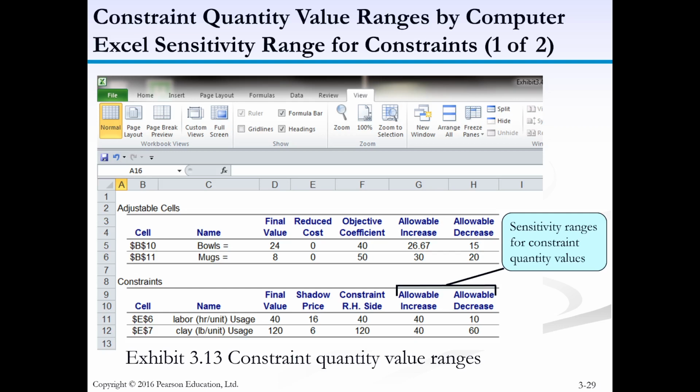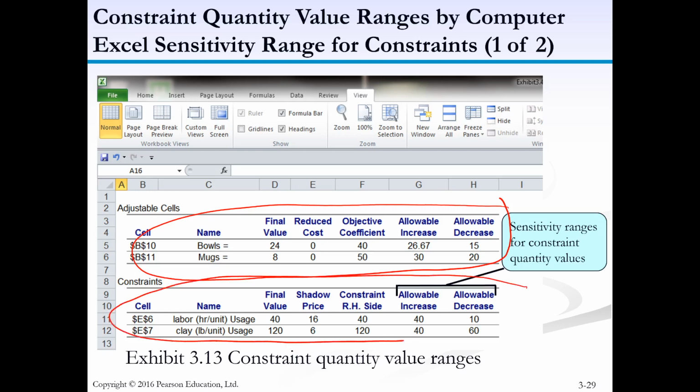All right, now this is telling us the upper parts. There are two tables which we get in Excel sensitivity. When we see the sensitivity analysis, what we get is two tables. One is the table related to changing the objective function coefficient, and the second table is related to changes in the right hand side quantity value of the constraints. So let's look at the first one.